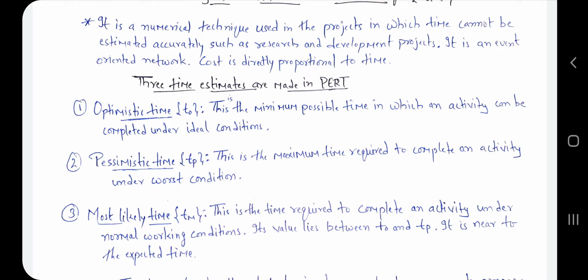is the most likely time. This is the time required to complete an activity under normal working condition, and its value lies between TP and T naught. It is near to the expected time. Means the normal working condition time is the most likely time, it is denoted by TM, and its value always lies between T naught and TP. So it is near to the expected time.